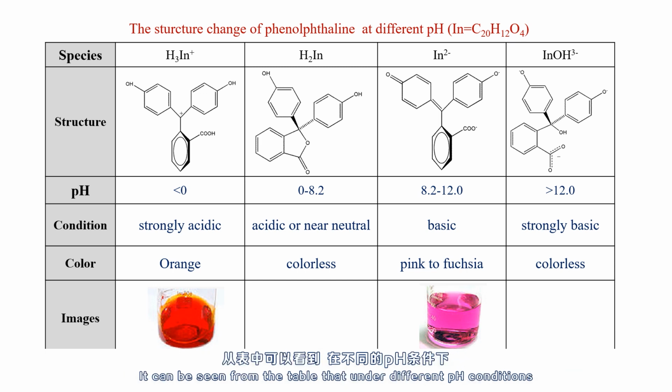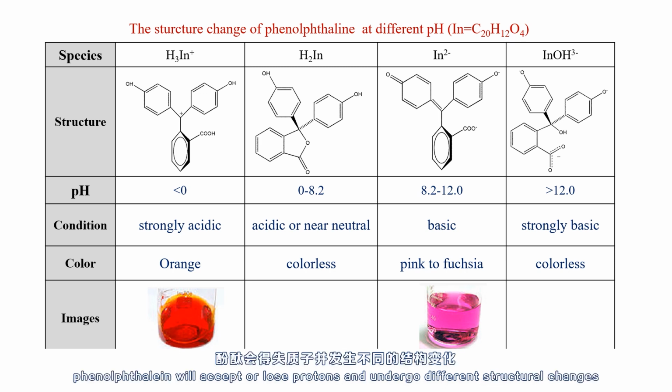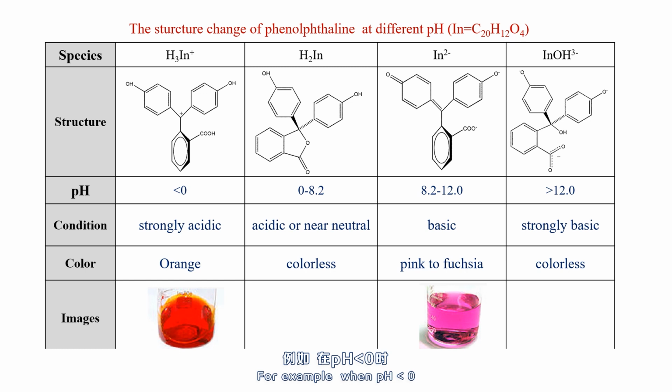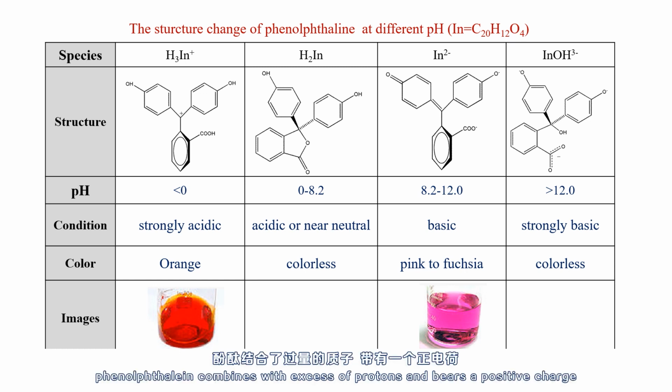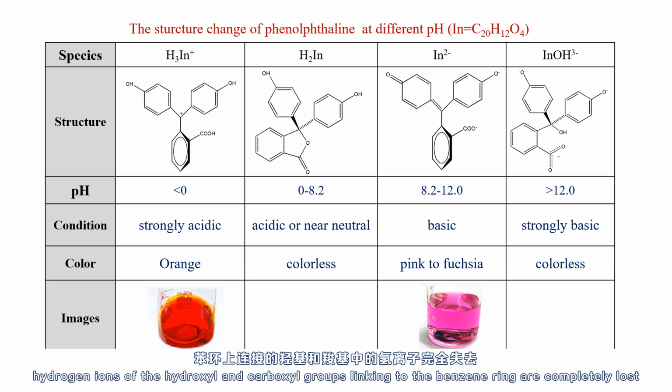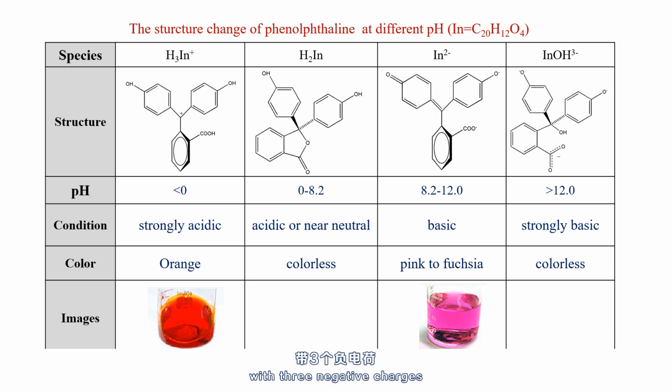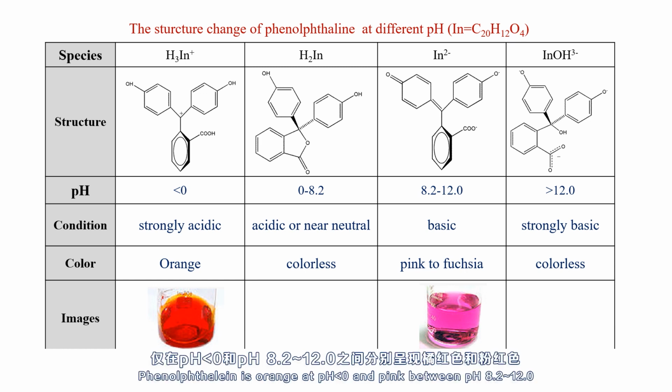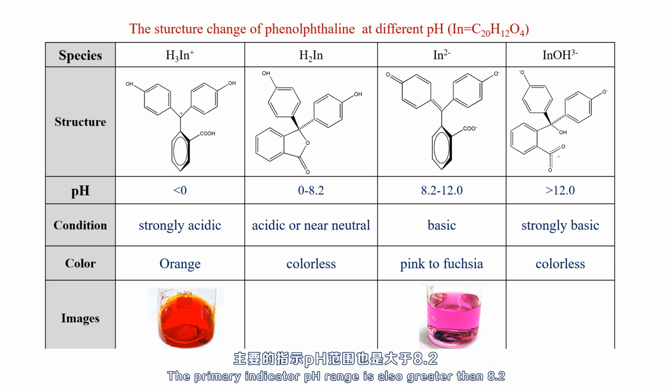It can be seen from the table that, under different pH conditions, phenolphthalein PP will accept or lose protons and undergo different structural changes. For example, when pH is less than 0, PP combines with excess protons and bears a positive charge. When pH is larger than 12, hydrogen ions of the hydroxyl and carboxyl groups linking to the benzene ring are completely lost, with 3 negative charges. PP is orange at pH less than 0 and pink between pH 8.2 and 12. The primary indicator pH range is also greater than 8.2.